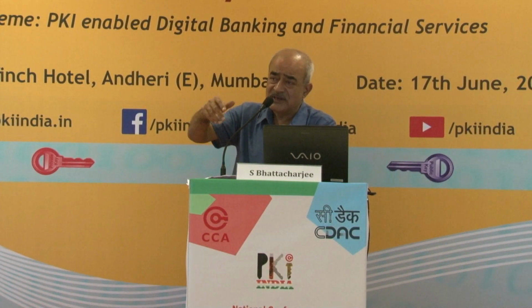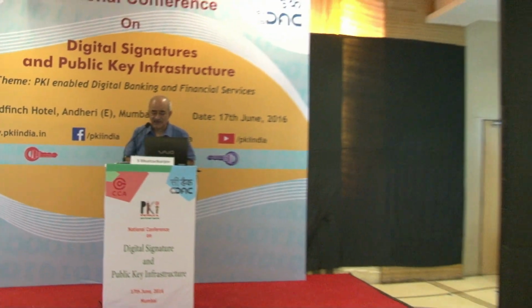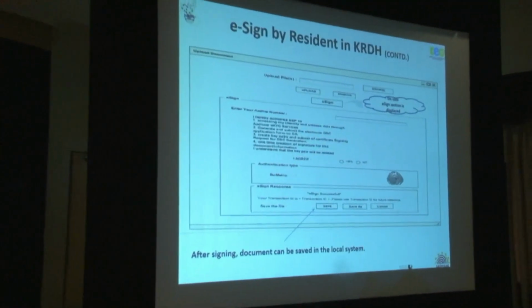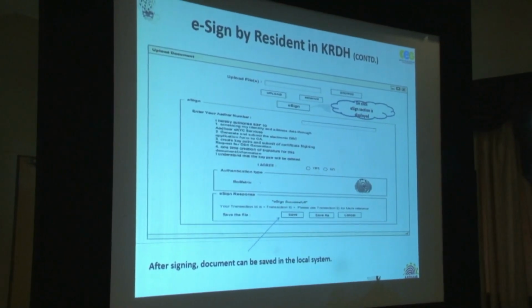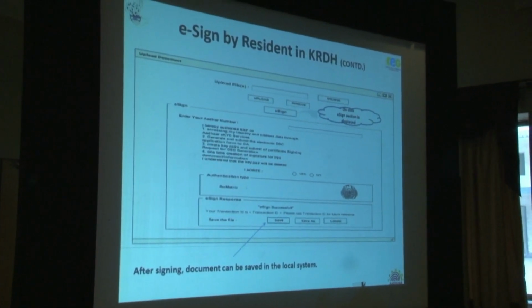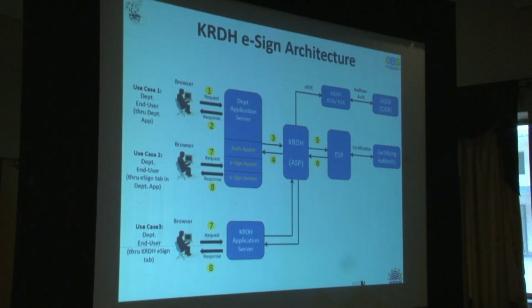Any citizen can log in, give an Aadhaar, give an OTP, and get in. Then he can pick any document that he wants to sign and send it through email, or to somebody who is asking for it. He goes through the same process that the department did. He selects the document through the browser, uploads it, e-signs it, and at the end gets to choose where he wants to save it. So this is the eSign architecture.